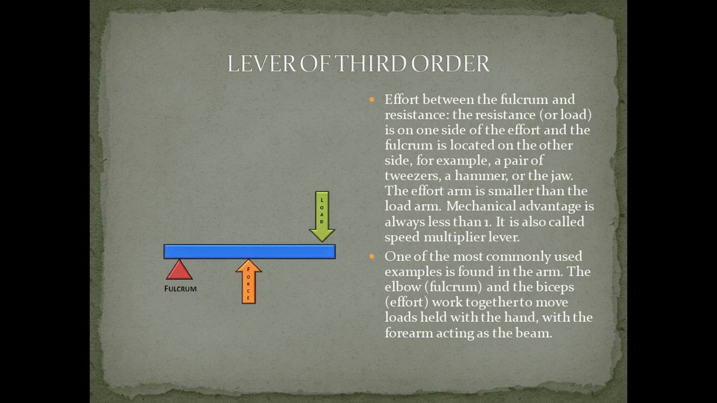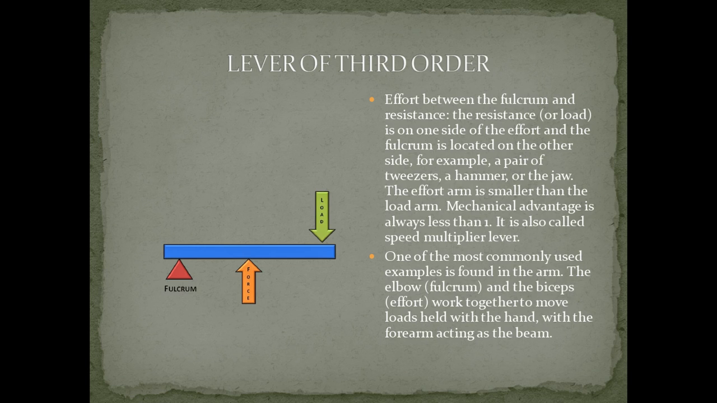The third order lever is the lever where the fulcrum is on one end, the load is on the other end, and the force is in the middle. So we are going to produce some effort in the middle, right? This kind of lever always has mechanical advantage less than 1, but it can operate at a very high speed, so it is also known as a speed multiplier lever. Our arm or human hand resembles the speed multiplier lever, or the lever of third order.